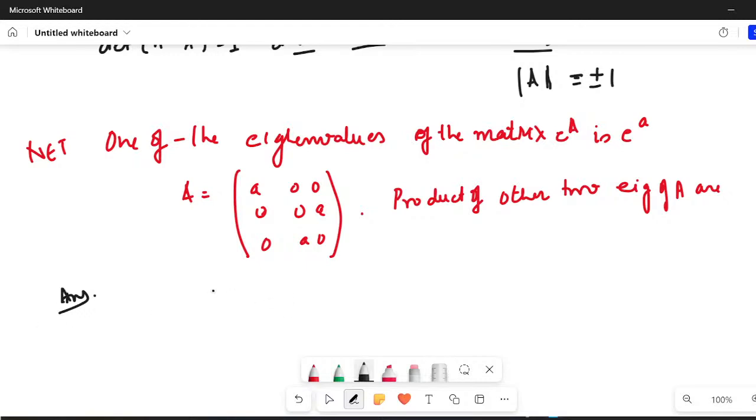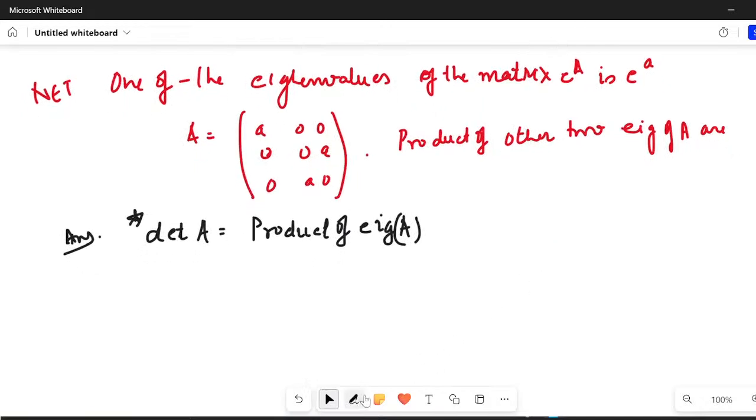So if you remember, whenever one says what is the product of eigenvalues, I know it is equal to the determinant. So determinant of A, let's say in general A, and not this A I'm saying, determinant of A is equal to the product of eigenvalues of A, right? Now you see, what has been given to you is that one of the eigenvalues of e raised to power A is e raised to power small a.